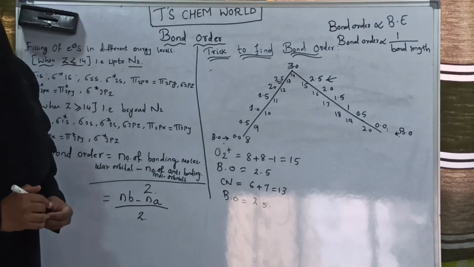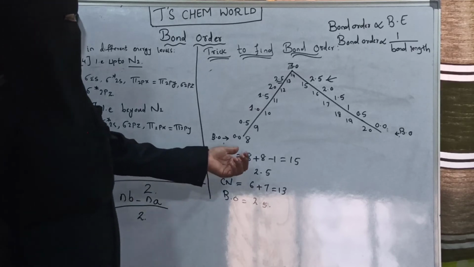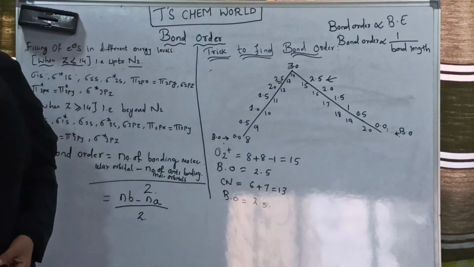So this is a simple trick to find the bond order of any molecule in between atomic number 8 to 20. I hope you all understand this topic.